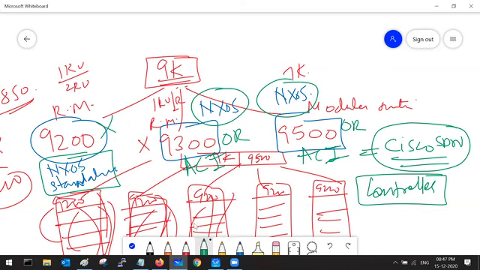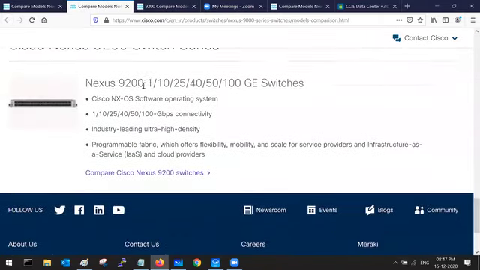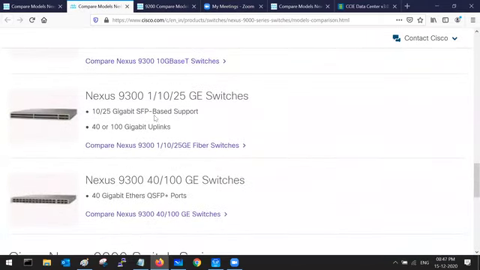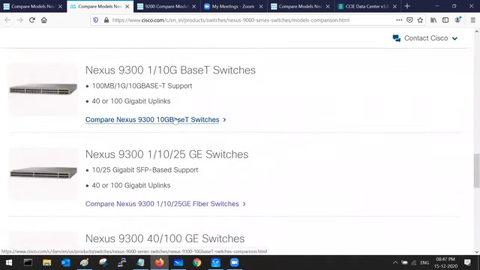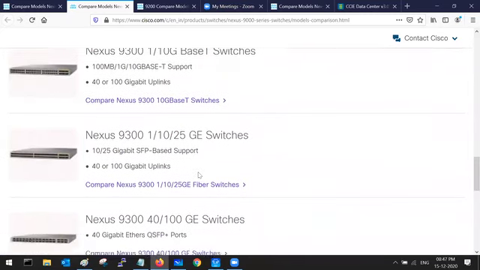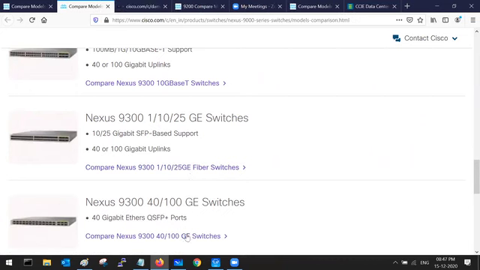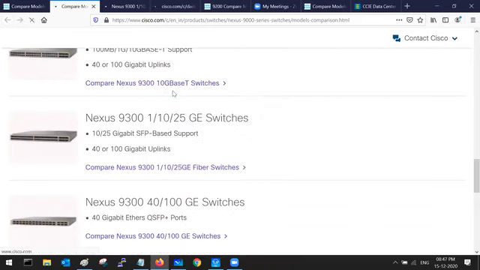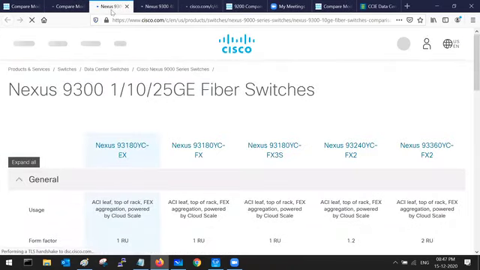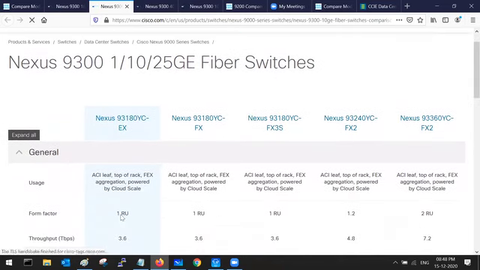If you go 9300, so if you take a look at Nexus 9300 compare models, so 9300 has got like 3 different flavors, guys. We have 9300 10 gig switches, we have up to 25 gig, and we have 100 gig switches as well, right? These are the 100 gig switches. These are 10 gig switches. So if you take a look at 9300, which supports up to 25 GB, you can see they have also 1 rack unit, 2 rack unit, right?